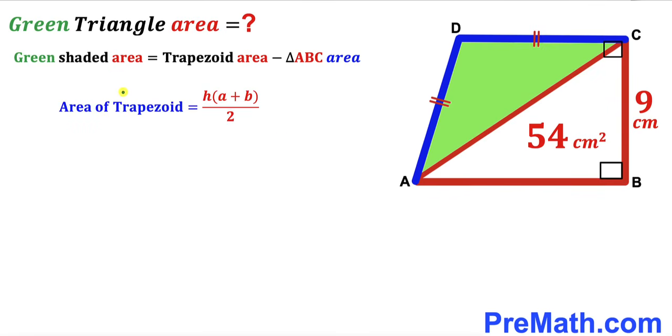Let's recall the area of a trapezoid formula. Area is always equal to height h times the sum of the bases a and b all over 2. Here we can see our height of this trapezoid is 9. However, the value of these two bases a and b is unknown. So now our task is to calculate this base a value and this base b value.